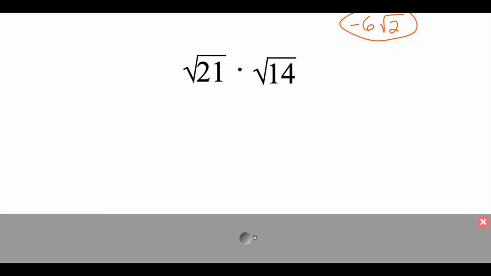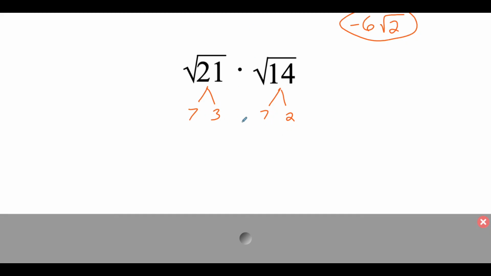Now, for our next example, we've got the square root of 21 times the square root of 14. Now, as we look at trying to simplify this down, 21 is going to be 7 times 3, so that's not going to simplify down at all. And 14 is going to be 7 times 2, so that's not going to simplify down at all either. But I want to approach this one just slightly differently so that we have maybe an alternate strategy as to how we can go about multiplying these radicals together.